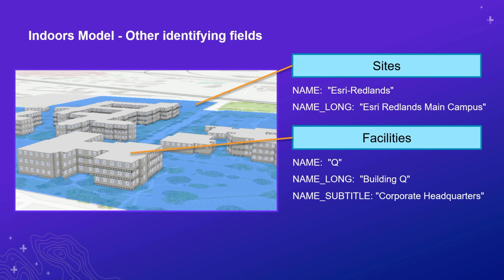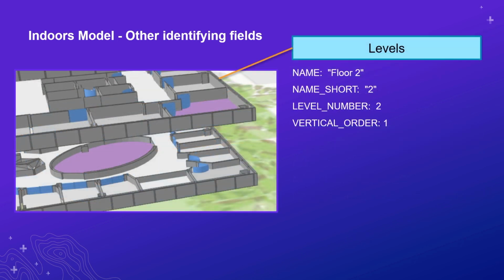Some Indoors feature classes will have additional name and subtitle fields, and these fields are there to satisfy specific Indoors client app requirements. The Indoors model includes numeric fields for identifying floors by number. The level number field is specific to a facility and that facility's conventions. For example, tall buildings may not have a 13th floor, as some people consider that an unlucky number.